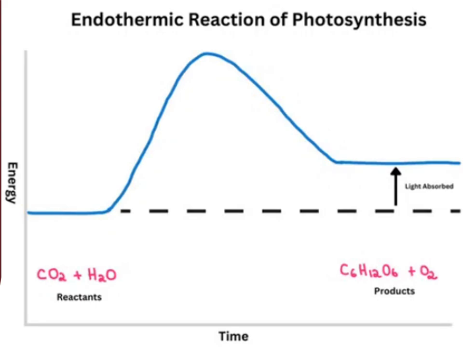Another example of an endothermic process is photosynthesis. Energy is added to the system from sunlight and helps the plant convert carbon dioxide and water into glucose and oxygen. The energy absorbed remains in the glucose molecules.